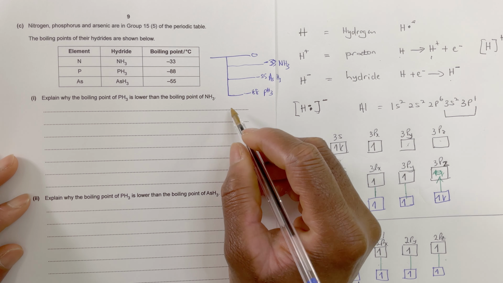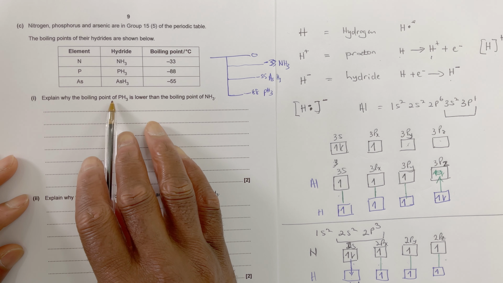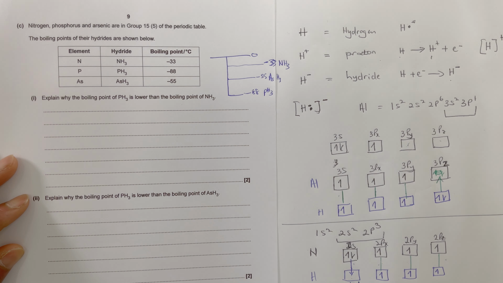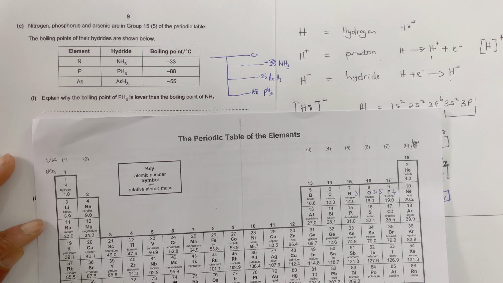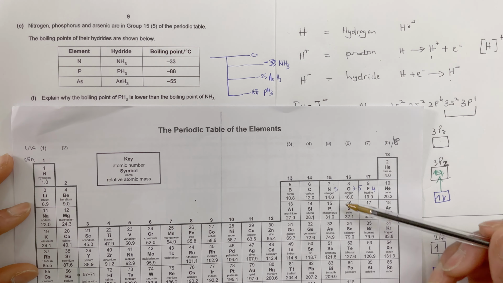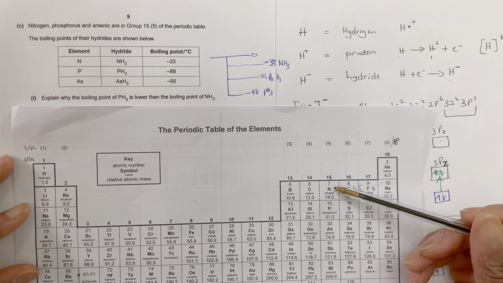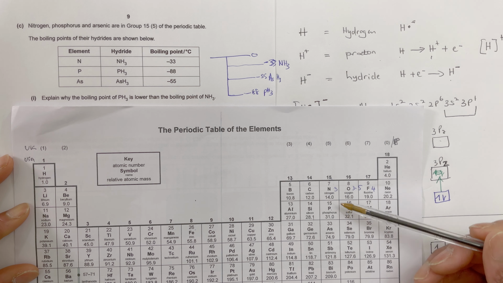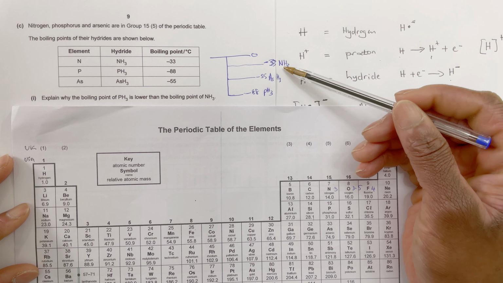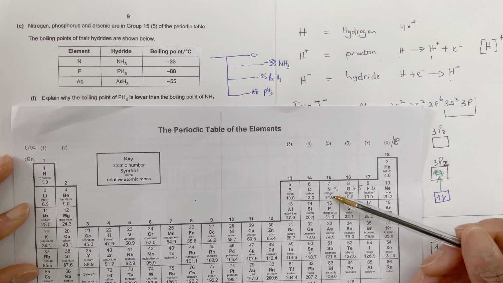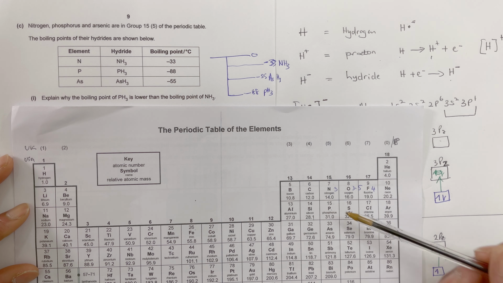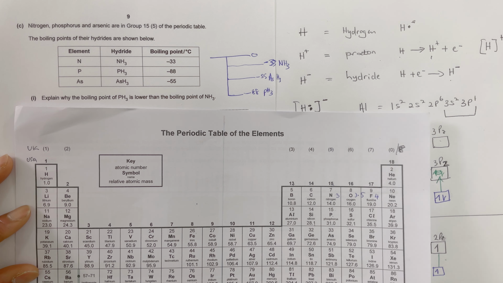So why is the boiling point like that? Explain why the boiling point of PH3 is lower than the boiling point of NH3. If you look in the periodic table, you expect the boiling point to increase down the group because the molecules are getting bigger and bigger. So you expect that boiling point here to be bigger than that. But ammonia seems to have a higher boiling point than phosphine, while arsine has a higher boiling point than phosphine as well. So what's going on?